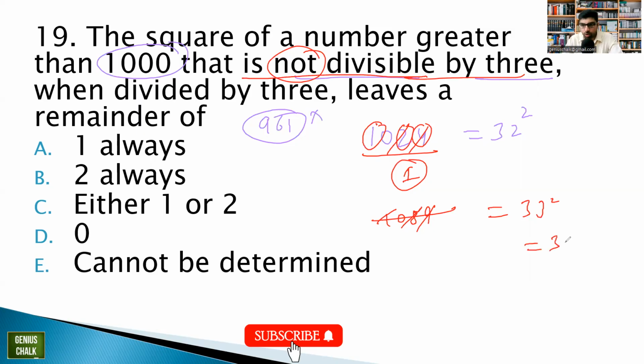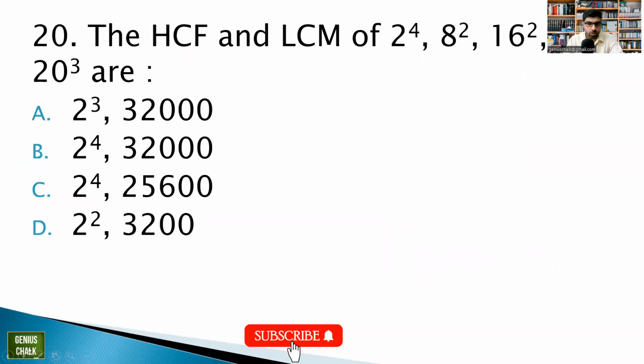So I'll take 34 just for verification. It is 1156. So 6 plus 5, 11 plus 1, 12. Even if you divide this number by 3, the remainder will be 1. So please remember, for this type of question, the answer is always 1, even if you take any square after 1000, right? So let's move on to the next.